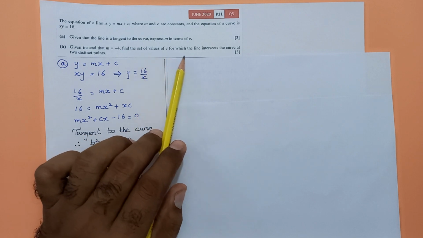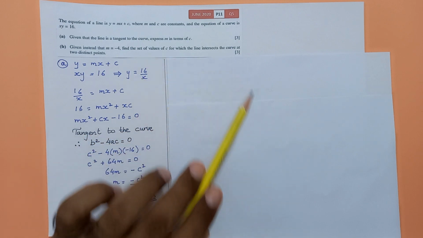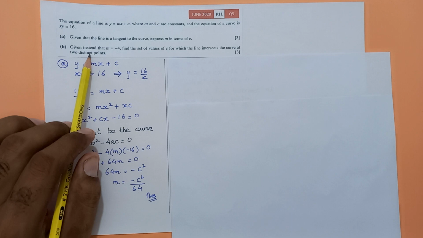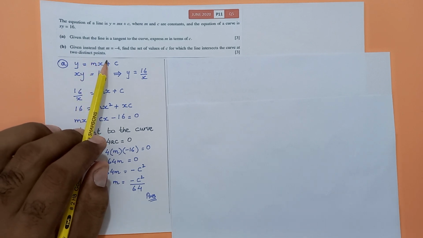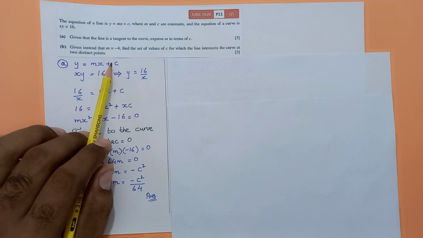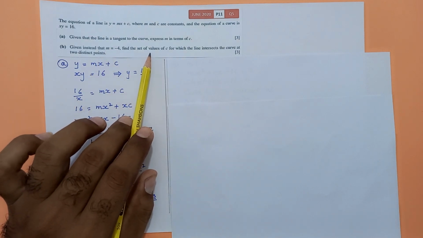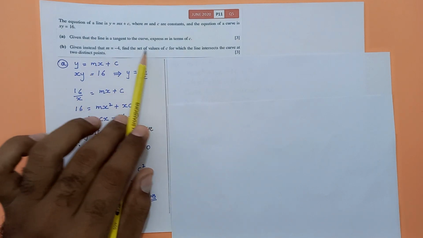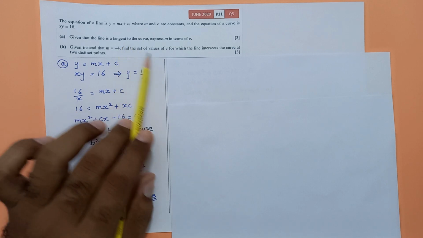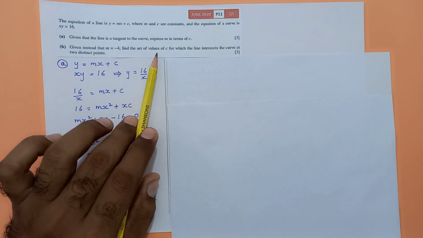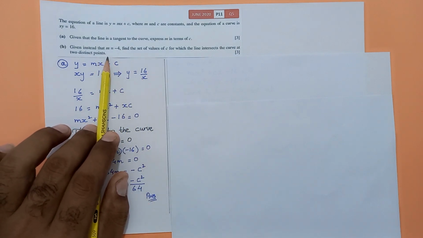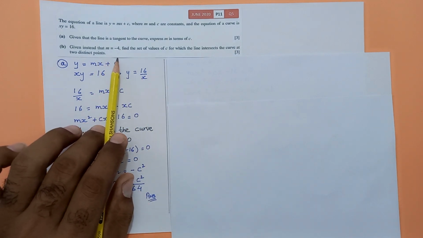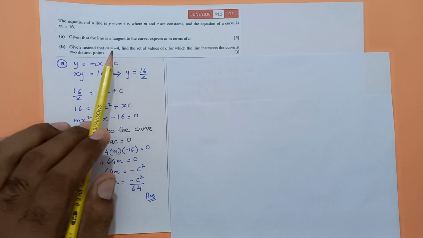Find the set of values of c for which the line intersects the curve at two distinct points. Yes, because this time they have used the words two distinct points, not the word tangent. That is why they have used the words set of values. If they had used the word tangent, we would have an exact answer, not a set of values. So for two distinct points, the discriminant would be greater than 0.